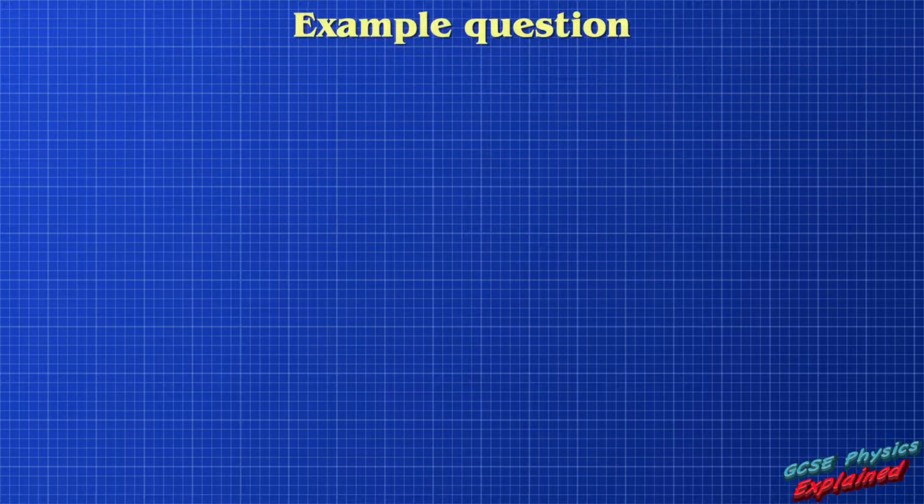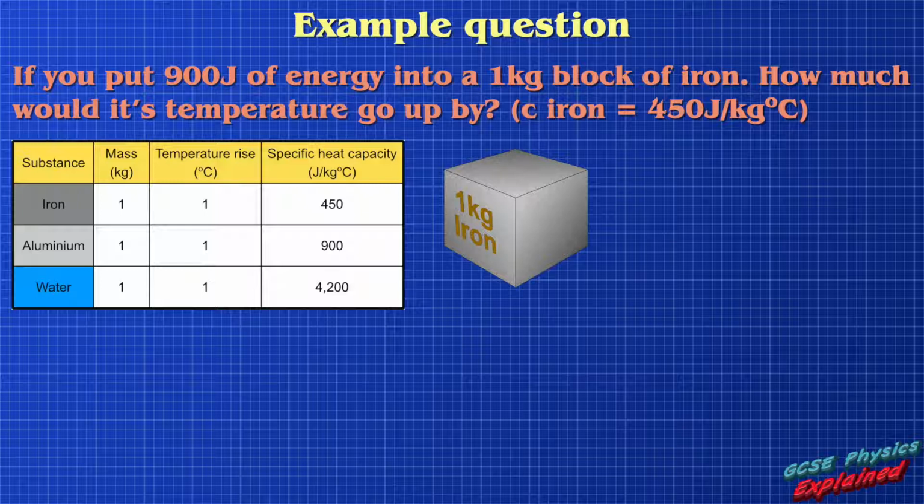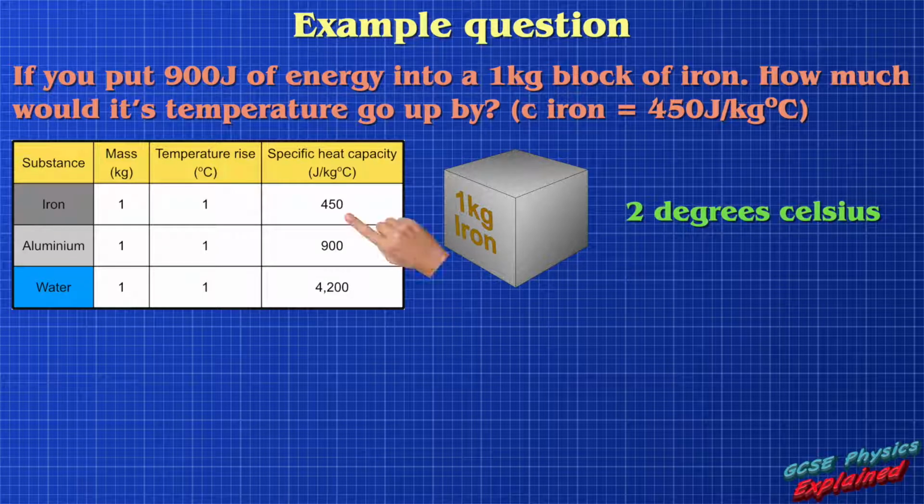Here's an example to help you understand. If you put 900 joules of energy into a 1 kilogram block of iron, how much would its temperature go up by? The answer is 2 degrees, because the specific heat capacity of iron is 450 joules per kilogram per degree C, which means if you put 450 joules of energy into a 1 kilogram block of iron, then its temperature will go up by 1 degree. We are putting 900 joules of energy into a 1 kilogram block, which is twice as much energy as it needs, so its temperature will go up by 2 degrees, not just 1.